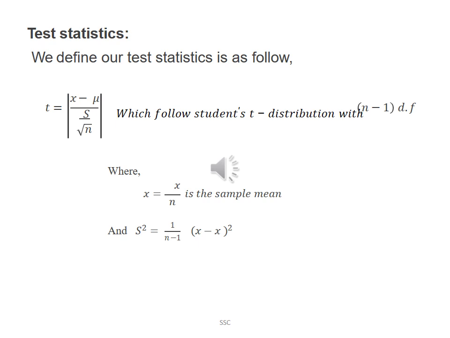Here n is the sample size, and minus 1 is the constant. For example, if the sample size is 10, then 10 minus 1 is 9, and 9 is the degrees of freedom. Based on the degrees of freedom, we can find the table value.